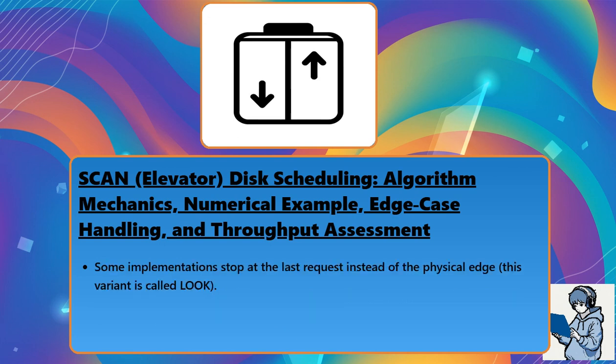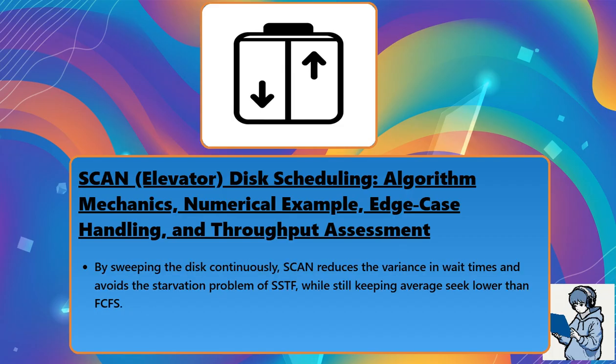Some implementations stop at the last request instead of the physical edge. This variant is called LOOK. Throughput. By sweeping the disk continuously, SCAN reduces the variance in wait times and avoids the starvation problem of SSTF, while still keeping average seek lower than FCFS.